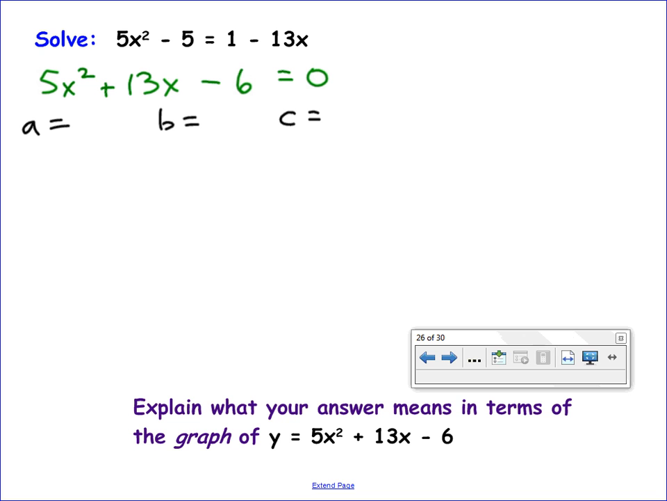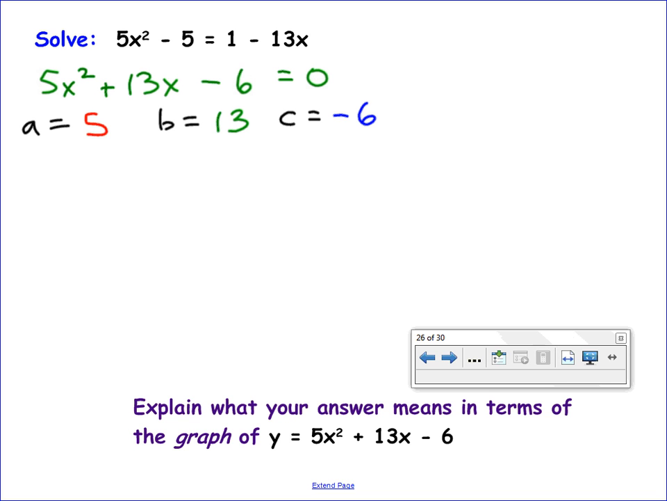Now that I've rearranged into standard form, what will I use for the value of a? Philip? 5. 5, thank you. So I'm using my green standard formula to generate that. What will I use for the value of b? Lynn? 13, thank you. What will we use for our value of c? Kennedy? Thank you. I can now plug those values for a, b, and c into my quadratic formula.